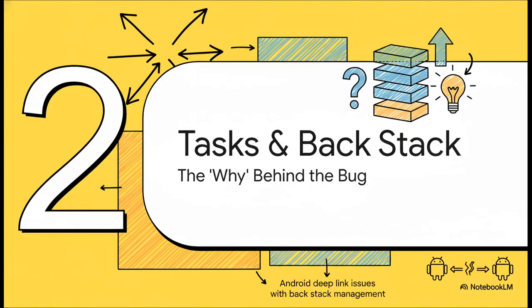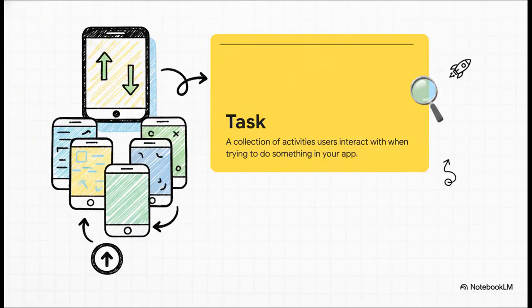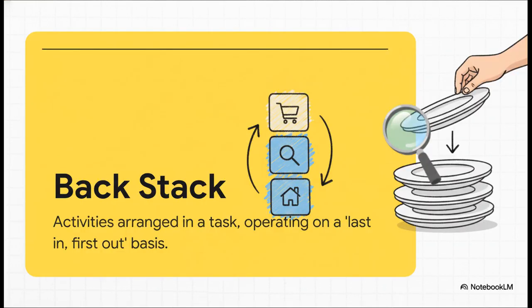Okay, so let's quickly break these two down. They are the why behind this whole mess, and they're also the key to the solution. First up, the task. You can just think of a task as a single journey a user takes in your app. When you launch an app from the home screen, you're creating a new task. And as you navigate from screen to screen, you're just adding activities to that one single task. It's one cohesive flow.